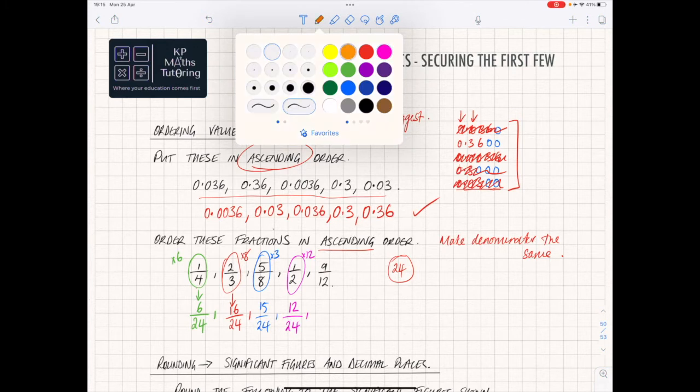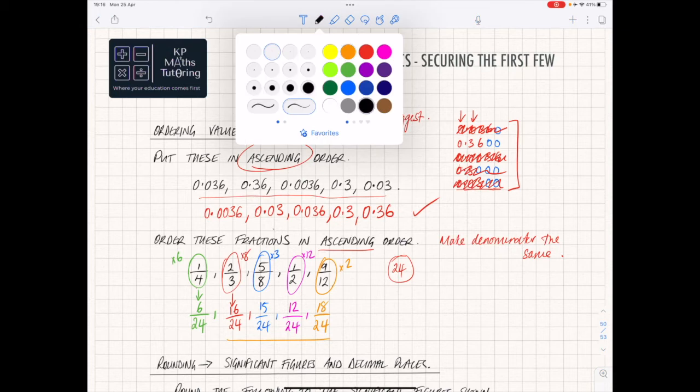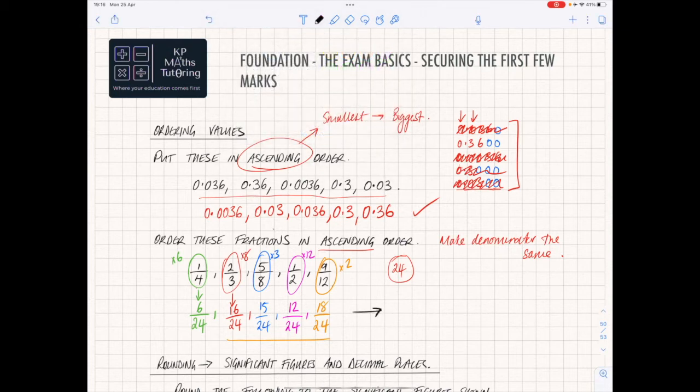And then the last one, how do I get 12 to 24? I times it by 2, so it becomes 18 over 24. Now what you can see is they're actually very close to each other. All of these ones are very close, so it'd be quite hard to guess this one. Then what you do is you put your answer down in ascending order. So the smallest one here is this one, 6 over 24.